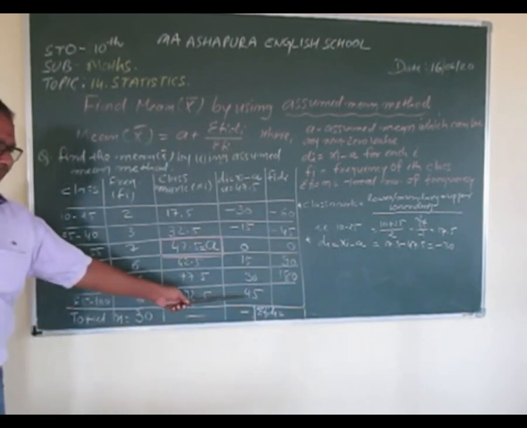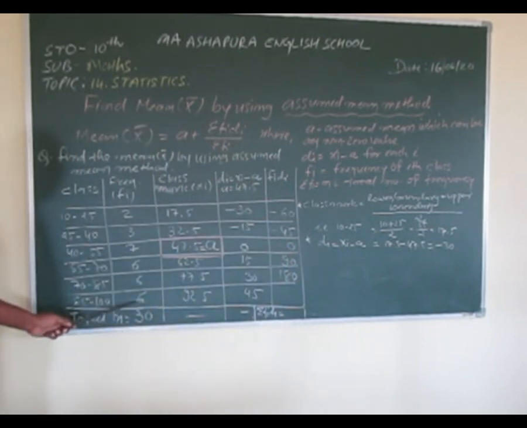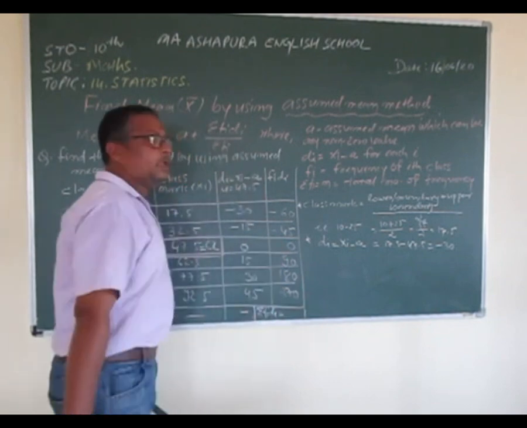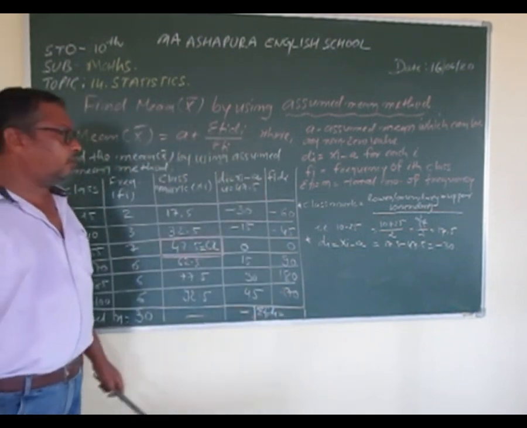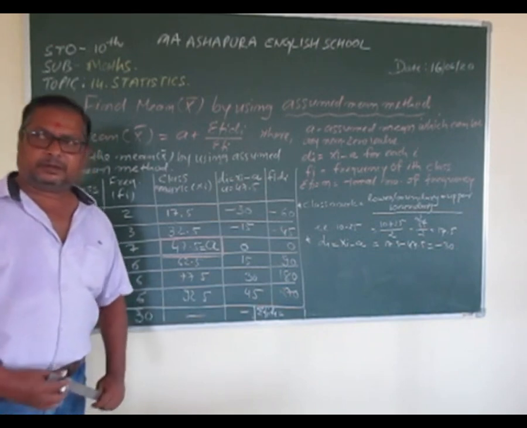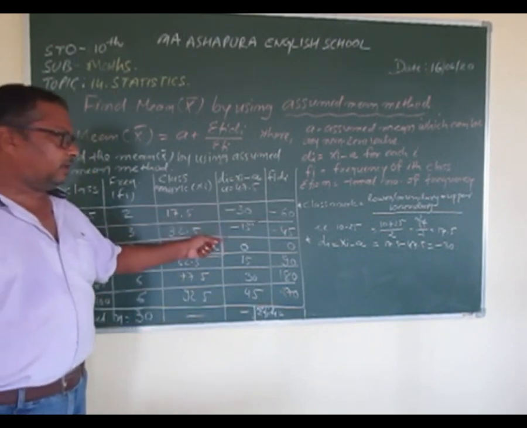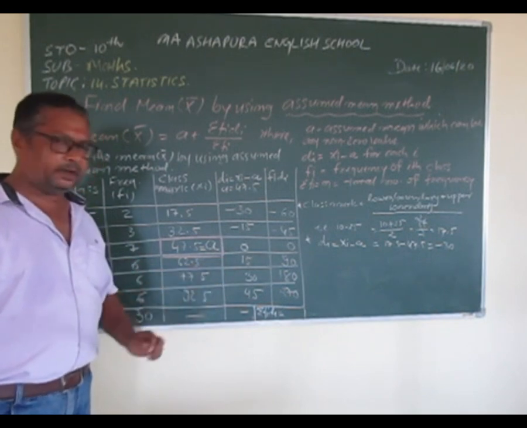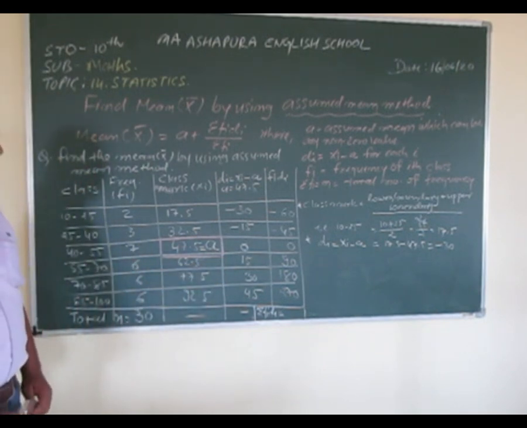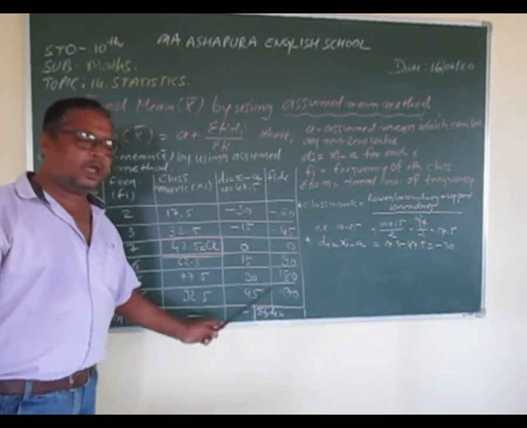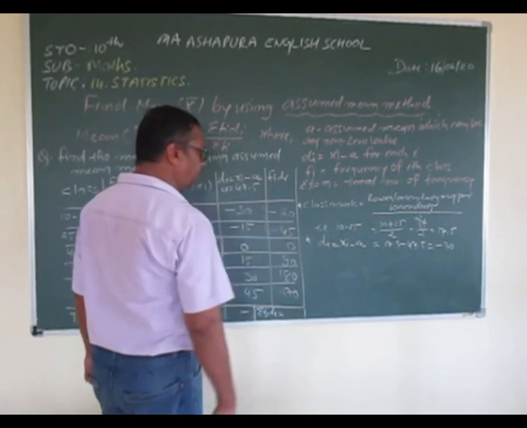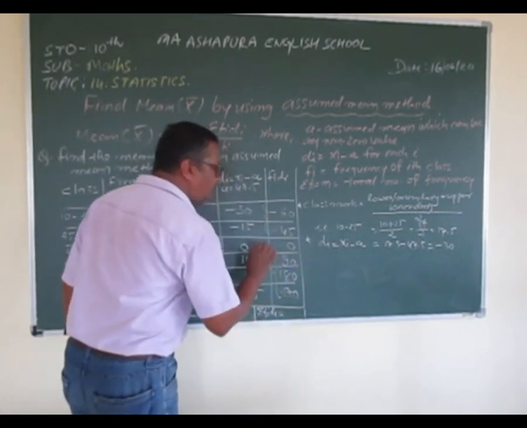And last one, 45 multiplied by 6, and we get 270. So our fifth and last column is also filled. Consequently, minus 60, minus 45, 0, 90, 180 and 270. Now time to find out the sum of the fi di. Here first two numbers are negative and last three are positive.